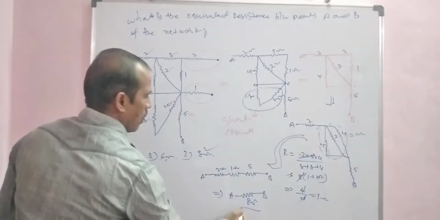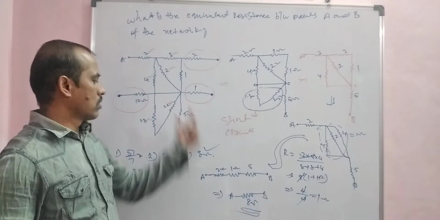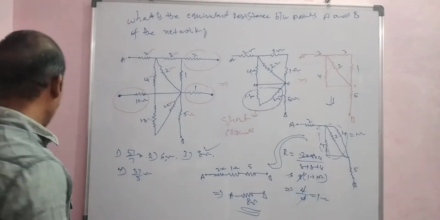So for the given circuit, the total effective resistance is equal to 8 ohm. Okay, note this one.